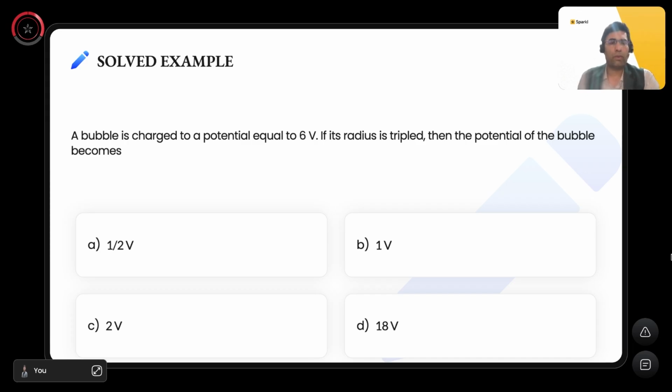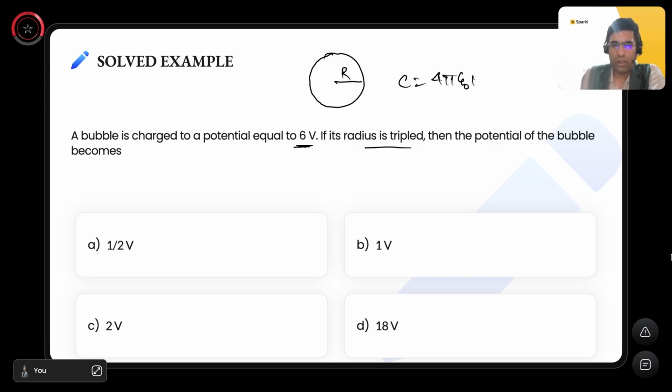A bubble is charged to a potential of 6 volt. If its radius is tripled, then the potential of the bubble becomes? All right. So basically, we know that if we have a bubble over here and this is its radius, the capacitance will be 4 pi epsilon naught into r. We can write its charge as q is equal to c into v. Now, it is charged to a potential of 6 volt. So the charge over it is 6 into 4 pi epsilon naught r.